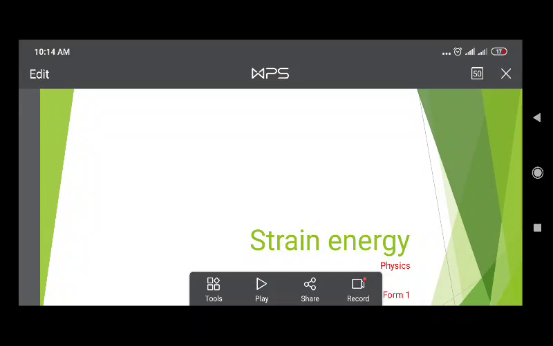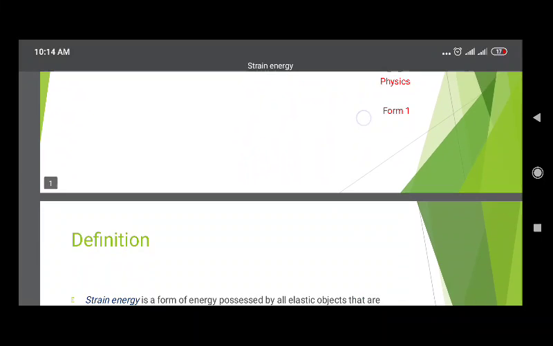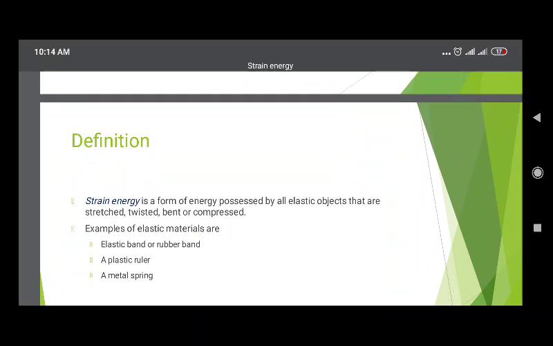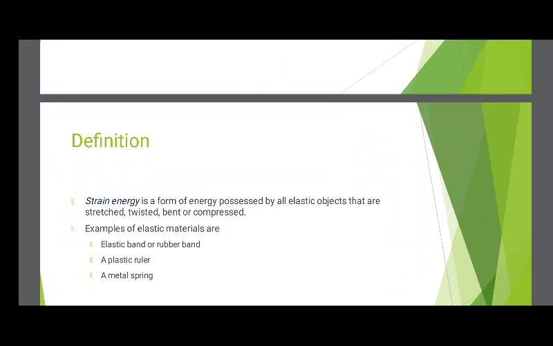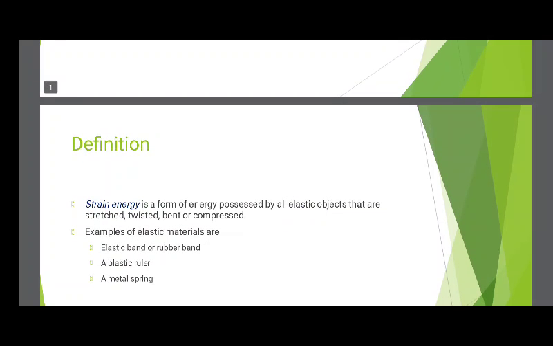I do believe you guys are okay with that. So let's move on. All right, let's start with the definition. So how do you define strain energy? Strain energy is defined as a form of energy possessed by all elastic objects that are stretched, twisted, bent, or compressed. So these objects, first of all, they have to be elastic. That's the first thing. Then either they have to be stretched, twisted, bent, or compressed.